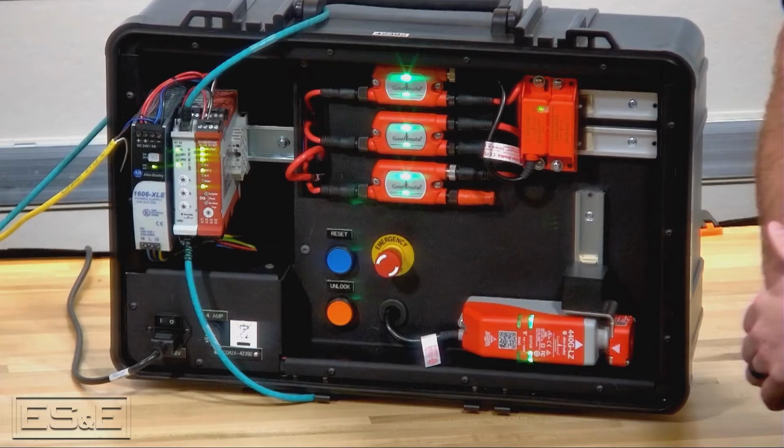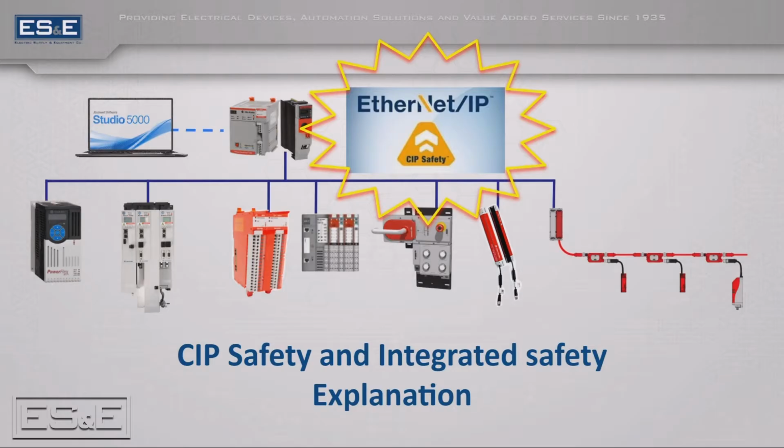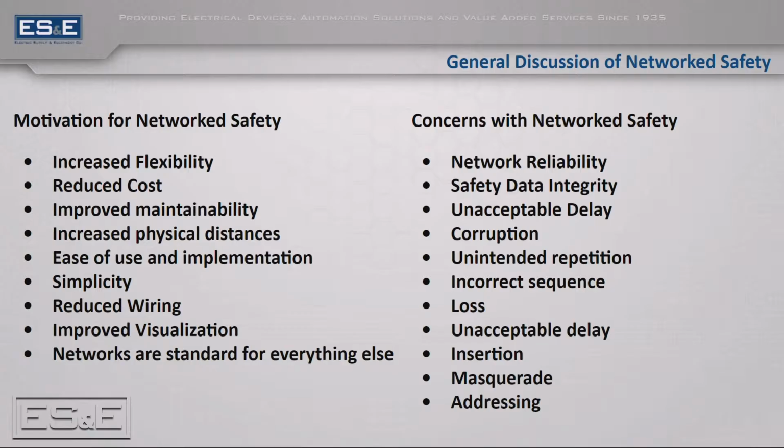We'll dive straight into a look at the CIP Safety protocol. This is going to be the main meat of our seminar today: the discussion surrounding integrated safety over Ethernet. Why would you want to do safety over a network? Well, it's all the same reasons you use network communications in any other part of a manufacturing environment. You have increased flexibility, reduced cost, ease of use, and it's easier to maintain, troubleshoot, design and implement. There are all kinds of benefits we can gain from using safety over Ethernet as well.